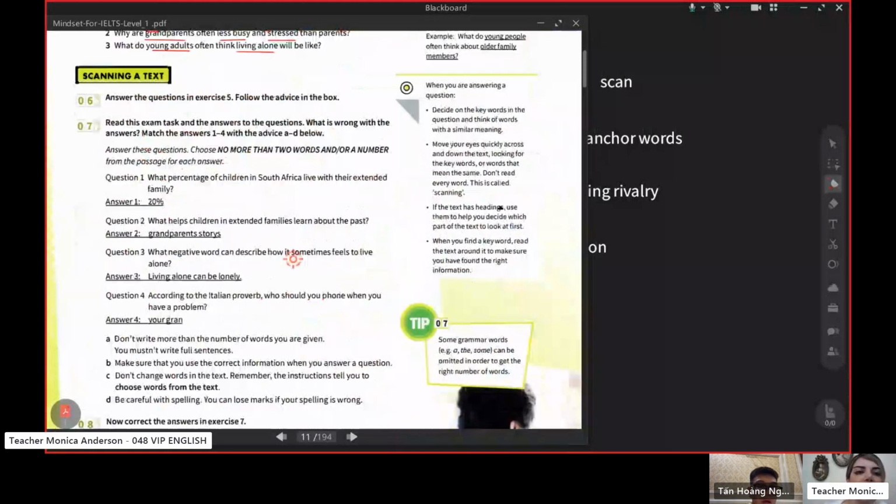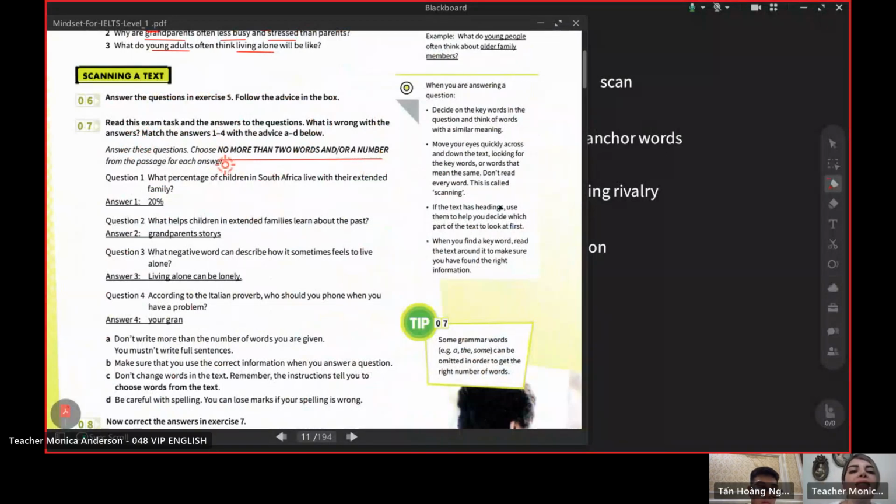Now, let's do the next part, 7. Now we need to read this exam task and the answers to the questions. What is wrong with the answers? Match the answers 1 to 4 with the advice A to D below. Okay, just pay attention to the instruction: no more than 2 words and/or a number. So you can't use more than 2 words. It can be 1 word, 1 number, or for example 2 words, but we don't have 3 or 4 words, just maximum 2 words.